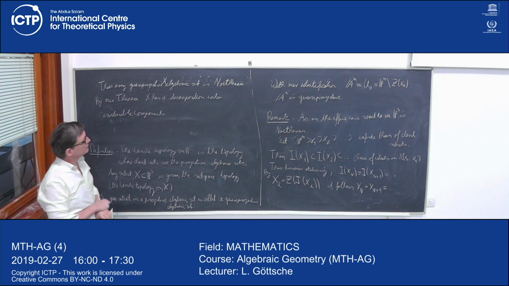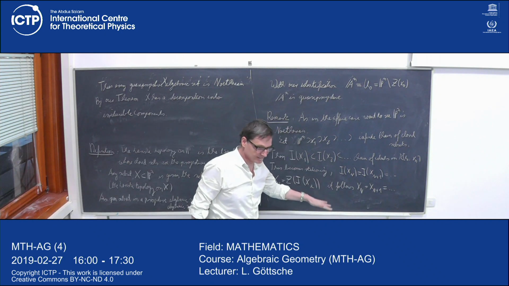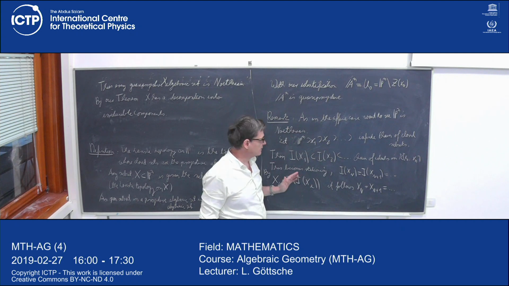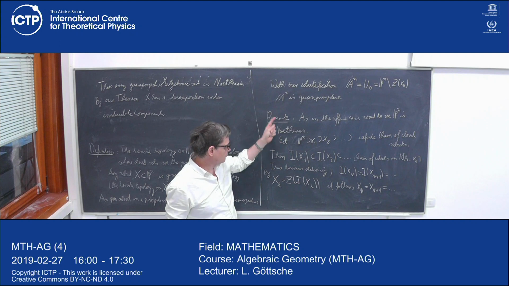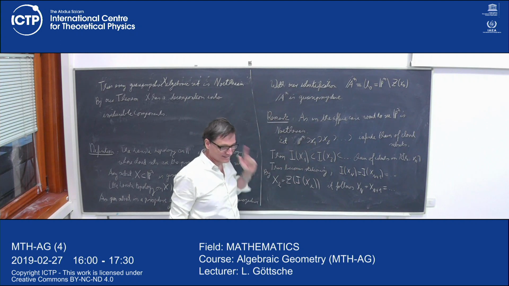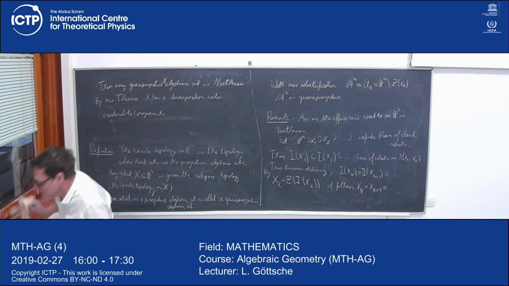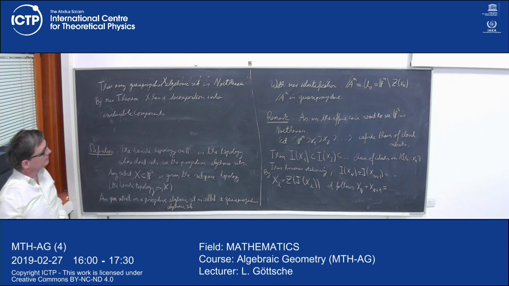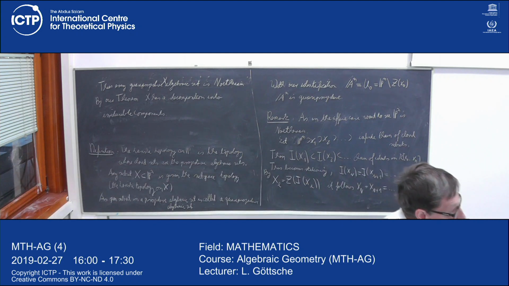Okay, so as you see, this was very fast, but we have done everything again that we did in the affine case. The arguments are the same. This can also serve for you as a review of what we did back then. But you can see it's all quite straightforward. And so now we have this decomposition into irreducible components.